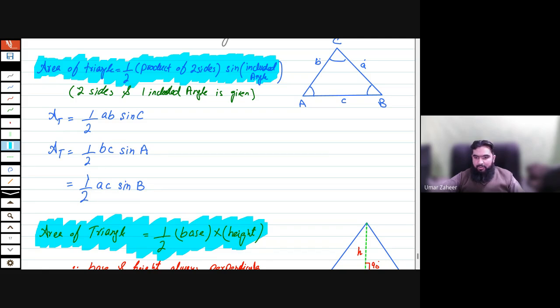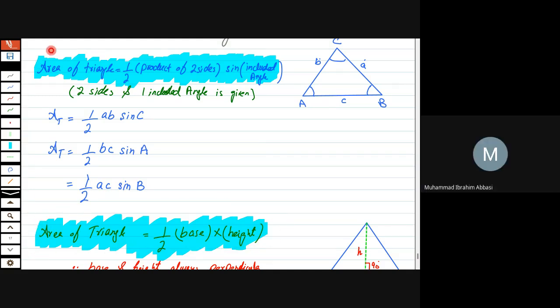So obviously we will do the bearings, but first of all, we are going to do some questions of area, and then we have to go for bearings. Everyone, have you noted down? Only the highlighted part.